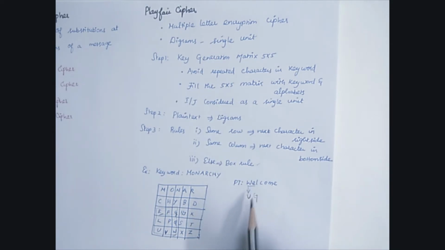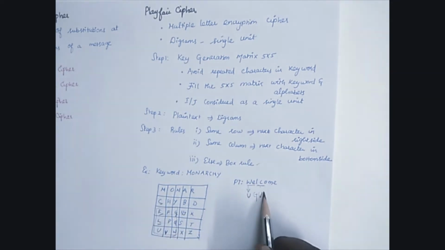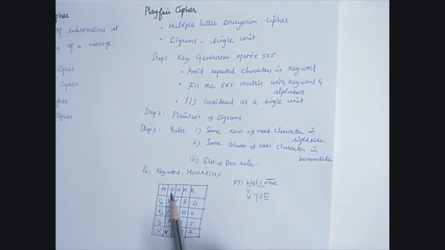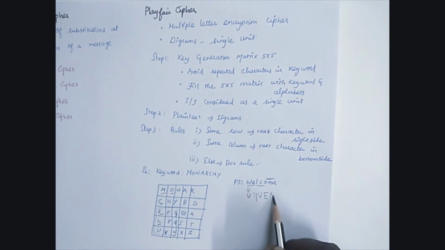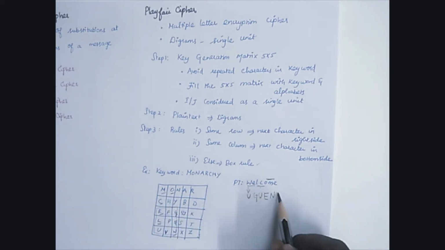So W is encrypted as UG. And for the next digraph, L, C, L is here and C is here, same column. So L will be replaced by the bottom character U, and C will be replaced by the bottom character E. And O is here, M is here. So same row, the next right side character will be replaced. For O, N is replaced. For M, O is replaced.